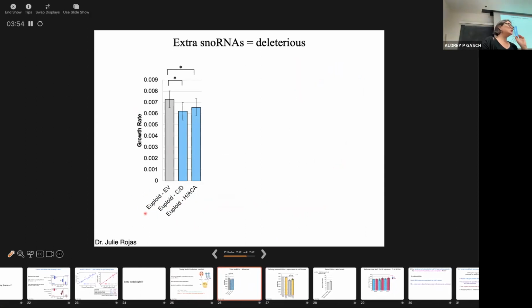She's putting this into euploid cells that aren't aneuploid. They have a normal karyotype. And lo and behold, if you put either of these cassettes into cells, they grow slower. And that's statistically significant. So right here, this is telling us duplicating a subset of the snoRNAs, at least these snoRNAs, is deleterious.